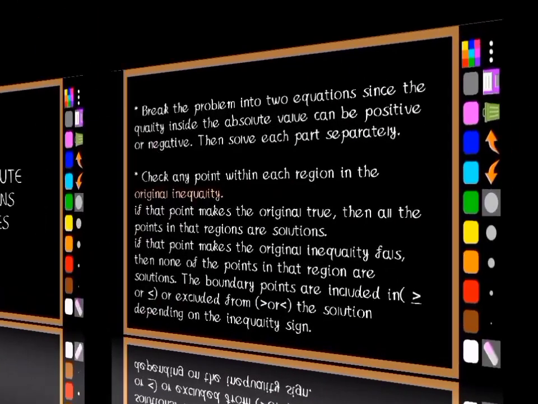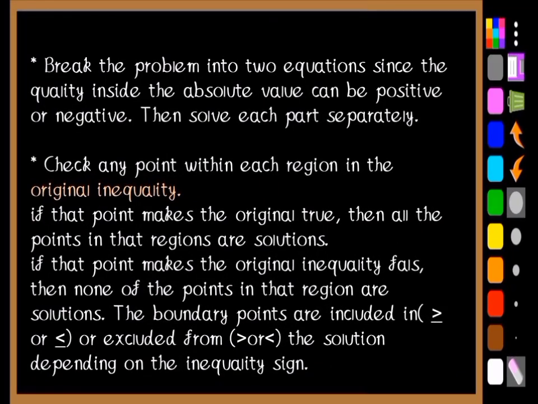So these are the ways on how to solve absolute value. First, break the problem into two equations since the quantity inside the absolute value can be positive or negative. Then solve each part separately. There are several methods for solving absolute value equations and other inequalities, but one method that works for all kinds of inequalities is to change the inequality to an equation, then solve it.